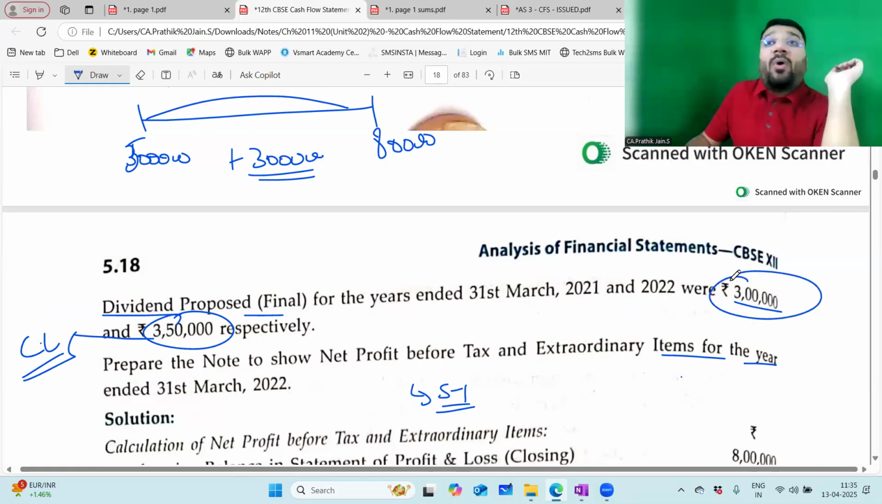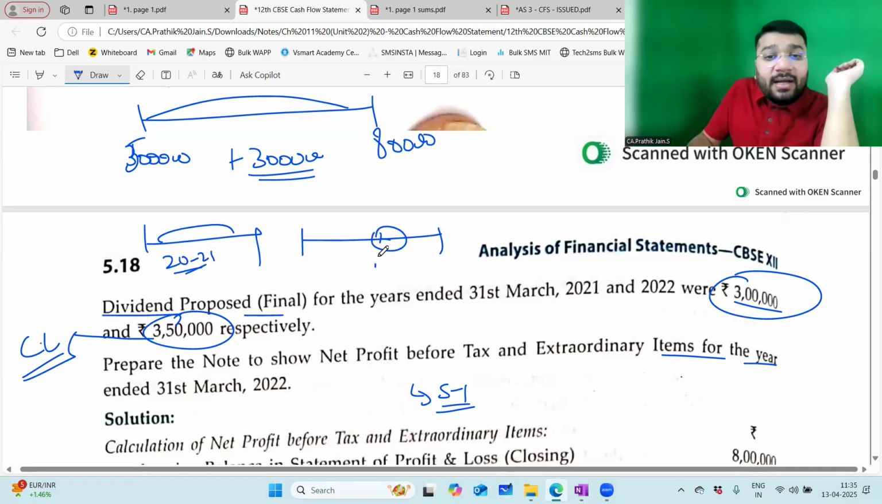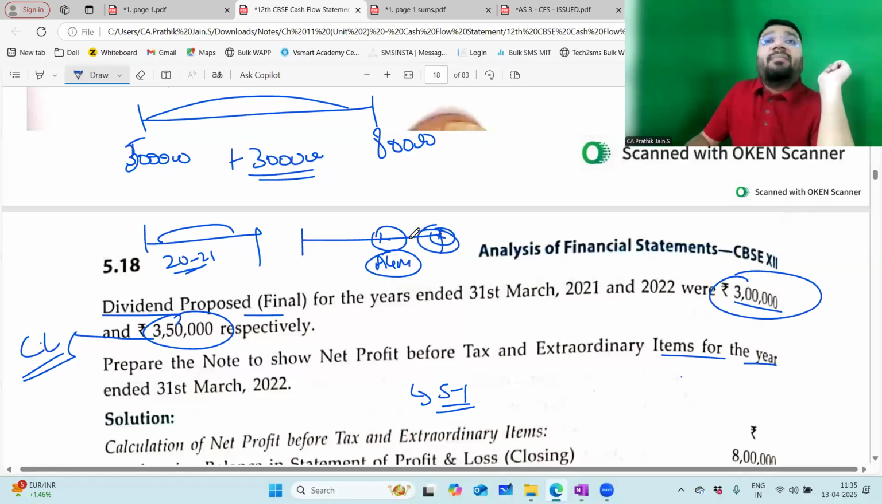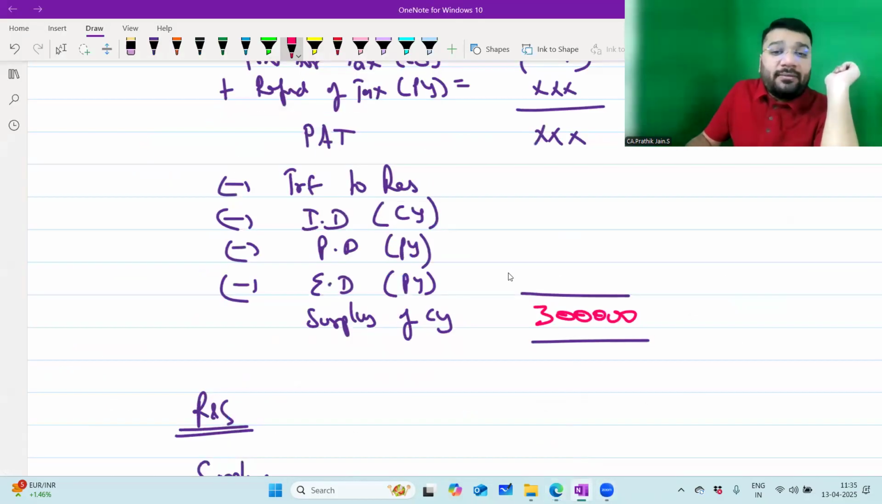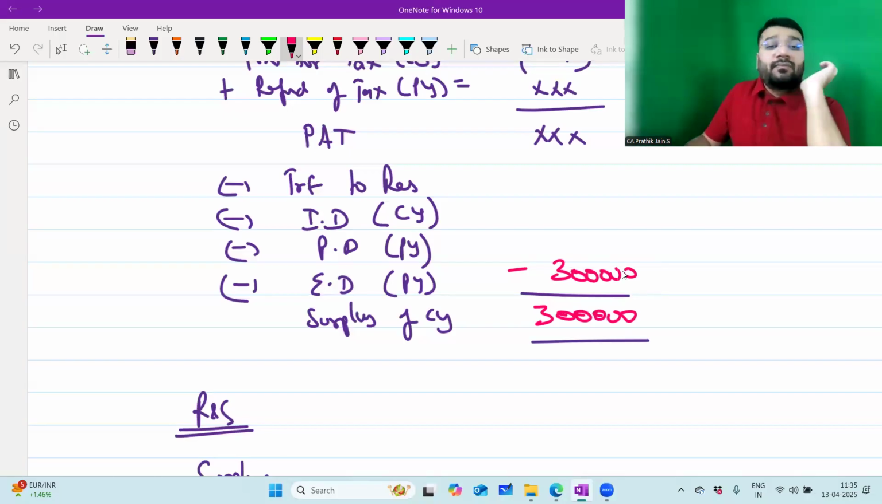And this 3 lakh rupees is what was approved in the current year. The previous year's 2021 dividend is approved in the current year AGM. So hence it is incorporated in the current year's financial statement. So 3 lakh is what is subtracted. Any problem? There's no preference dividend, no interim dividend, no transfer to reserve.